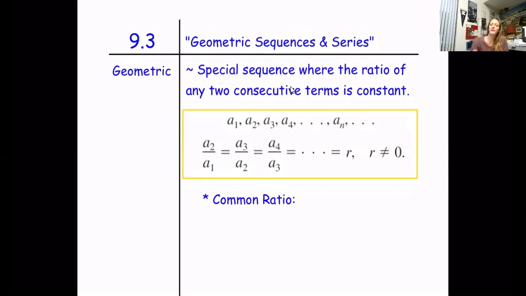So here we go. Let's go ahead and go over section 9.3, geometric sequences and series, not like the arithmetic. You guys should have done section 9.2 already with the video I already posted from a couple of years ago.